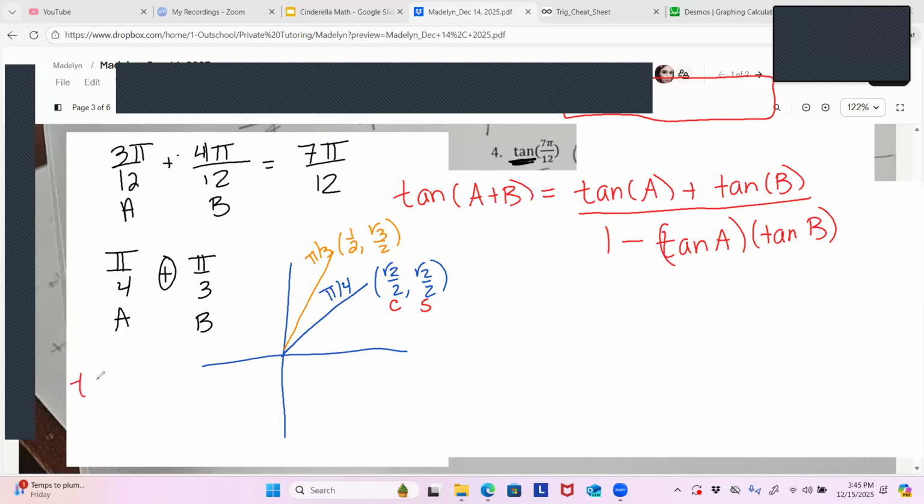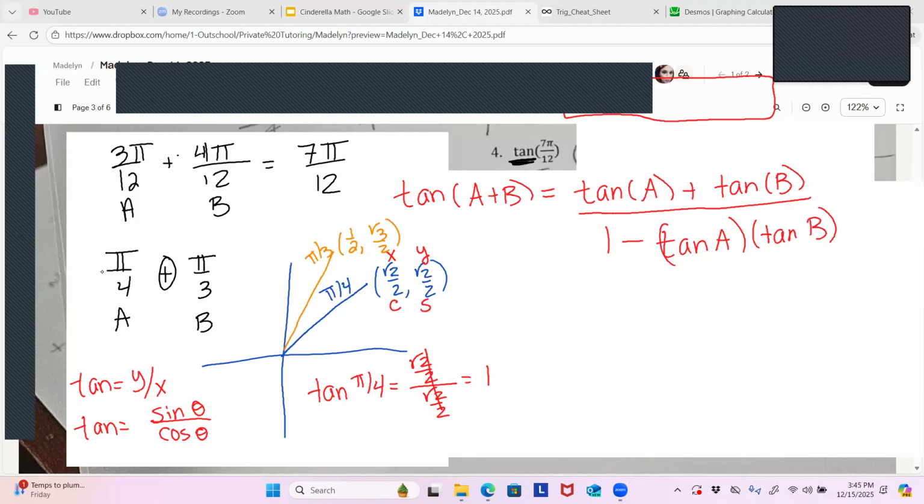So remember, tan is y over x. So this is x, this is y, and you can do it that way. Or you can remember that tan is sine of your angle over cos of your angle. They're the same thing. Y over x, sine over cosine. So let's get tan of pi over 4, the blue one. That would be root 2 over 2, the y value, over the x value, root 2 over 2. Well, that's a number divided by itself. This would just cancel out to 1, right?